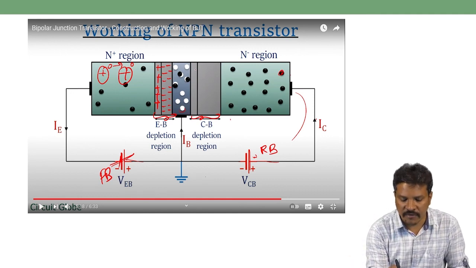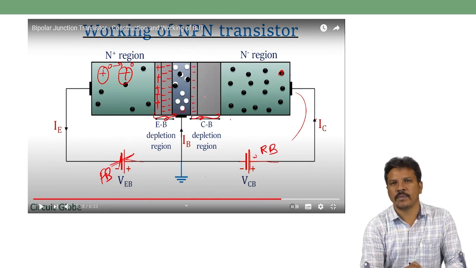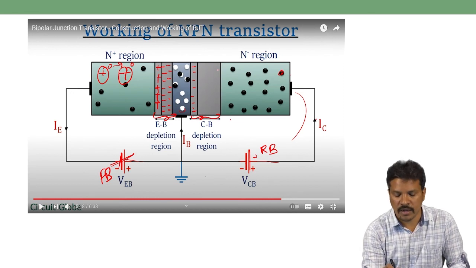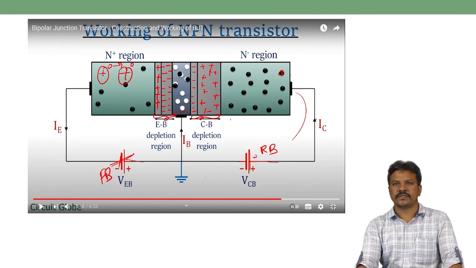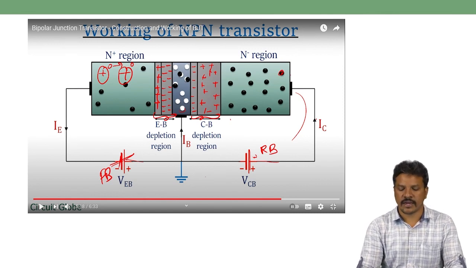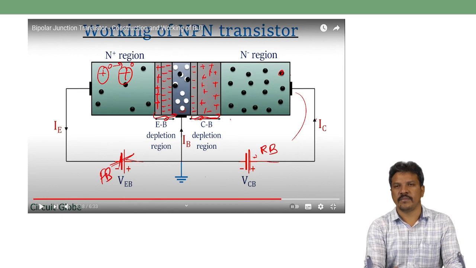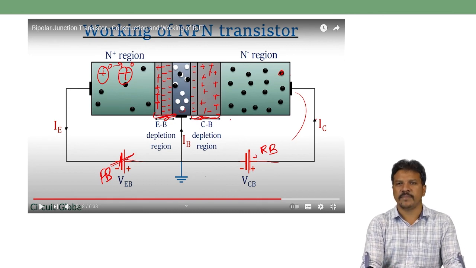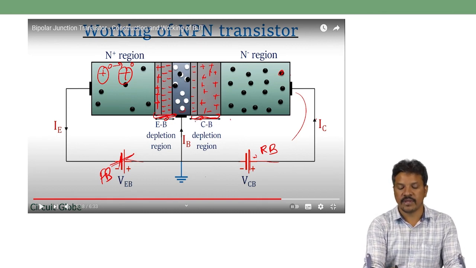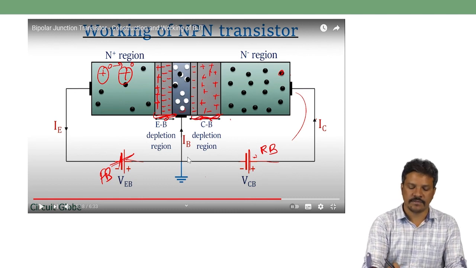This can be represented with minus in a circle: negative immobile ions are formed on the base side and positive immobile ions are formed on the collector side, so the junction width is formed. So in this case, due to forward bias there is a very thin depletion region, and due to reverse bias there is a very wide depletion region.